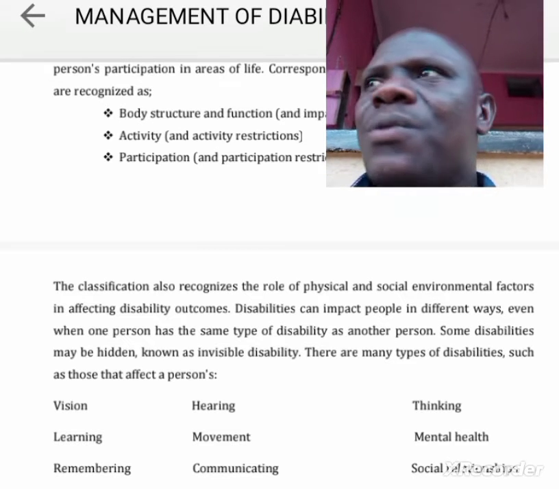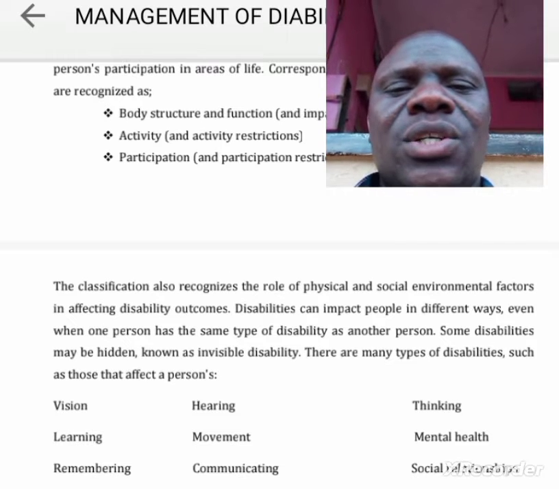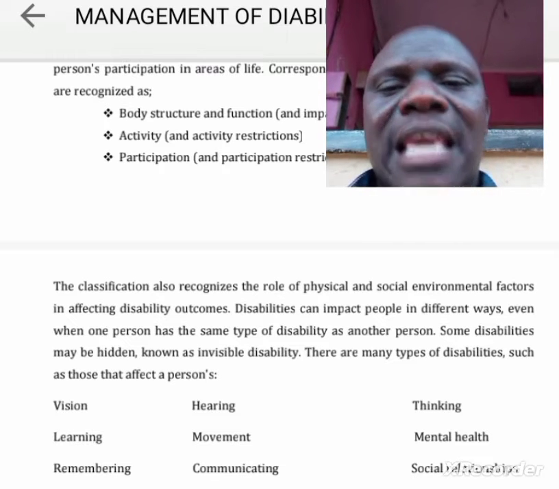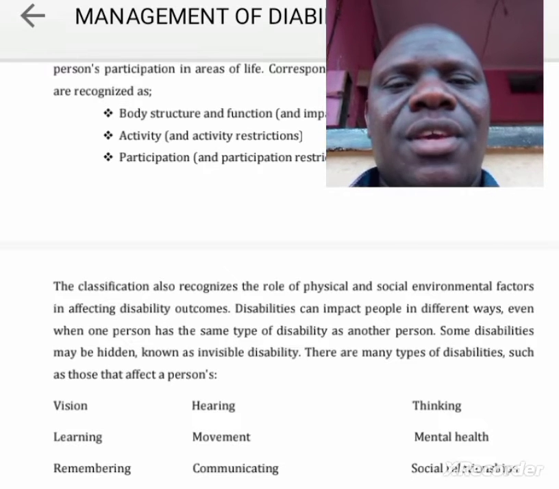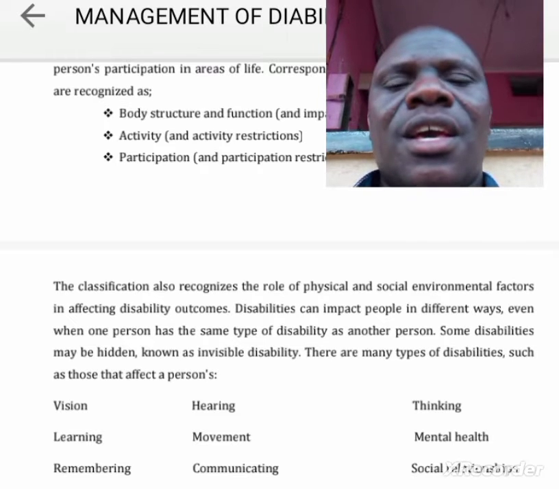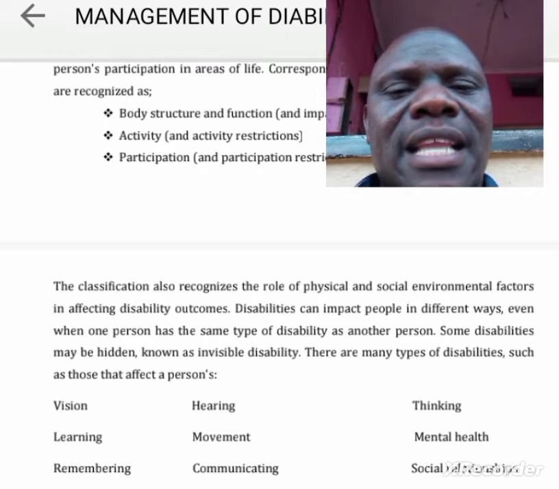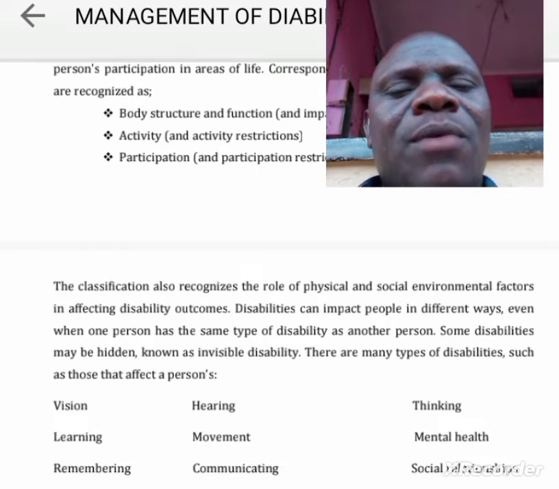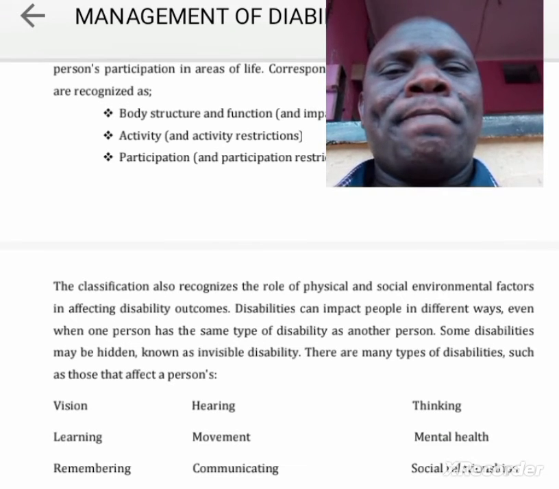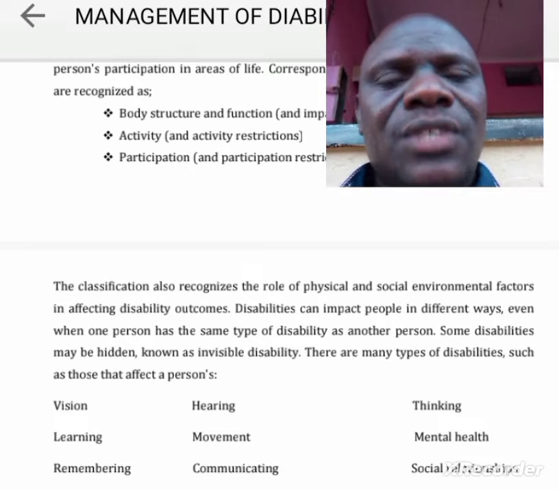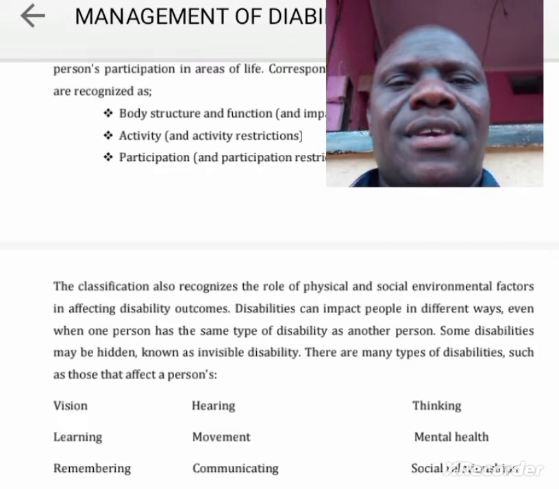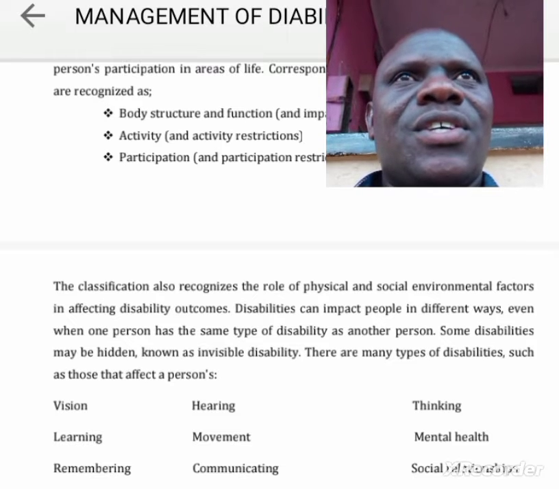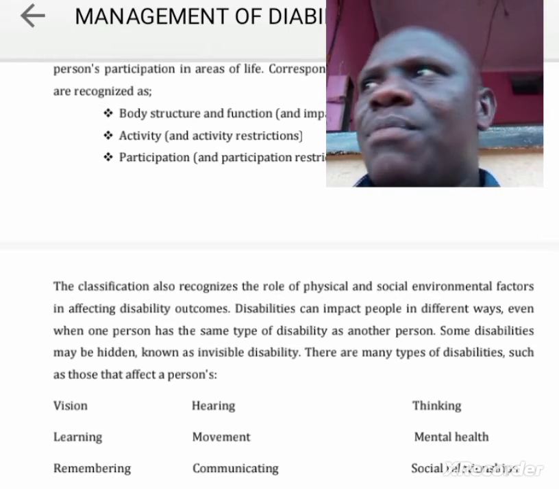For example, we have the visual, that includes sight, seeing. Inability to see well is a disability. Hearing, inability to hear properly, is another type of disability. Then we have thinking. This deals with decision making, reasoning, logic, creative thinking. Failure to make rightful decisions is a disability, and this is invisible.